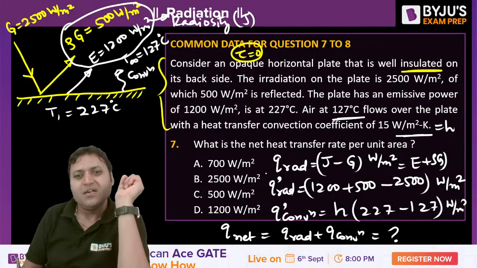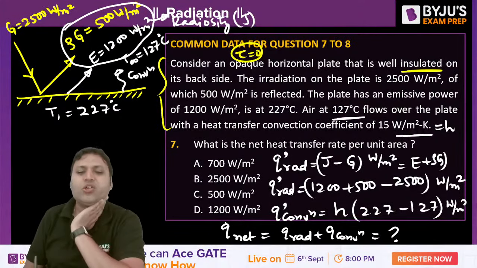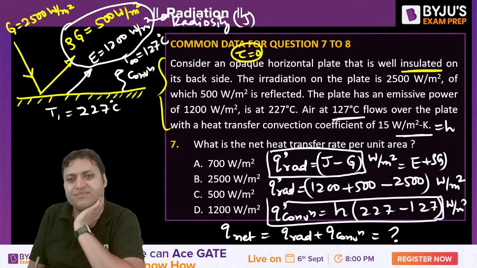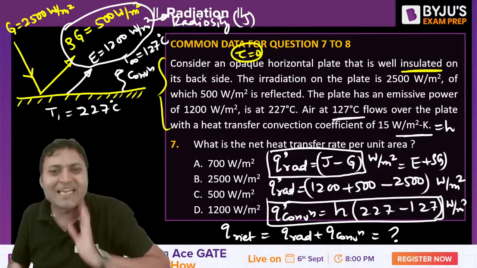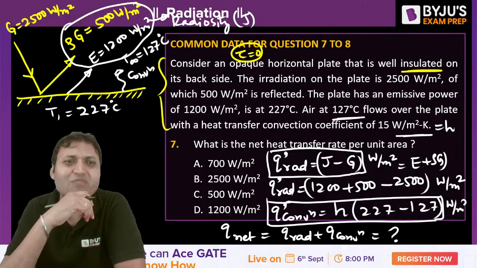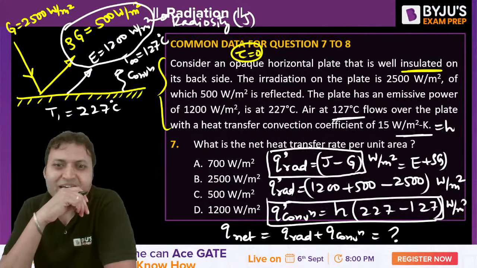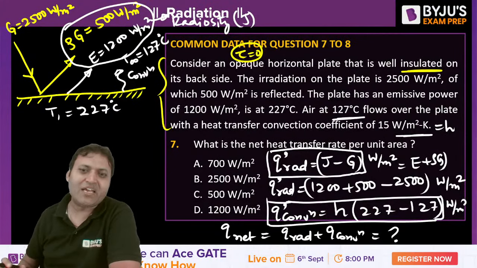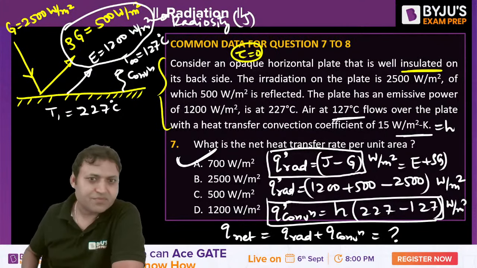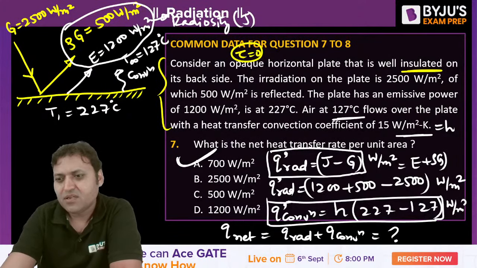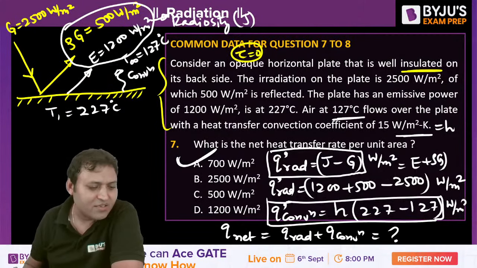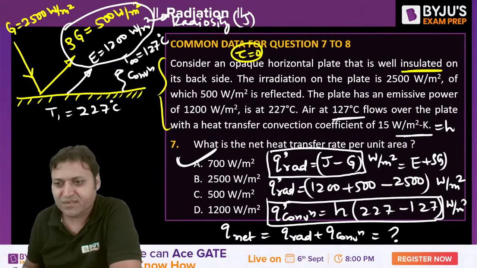Can you solve this? Q radiation is J minus G and Q convection is H into delta T. Add them with sign, algebraic addition, because Q radiation will be negative. It is heat gain. Radiation will give heat gain and convection will give loss. Are you getting option A or not? Question number 7, option A. Please do let me know if you are getting option A or not. 700 watt per meter square.